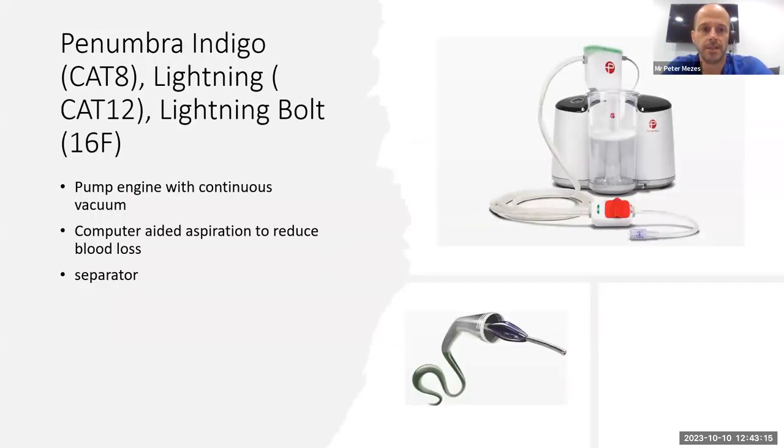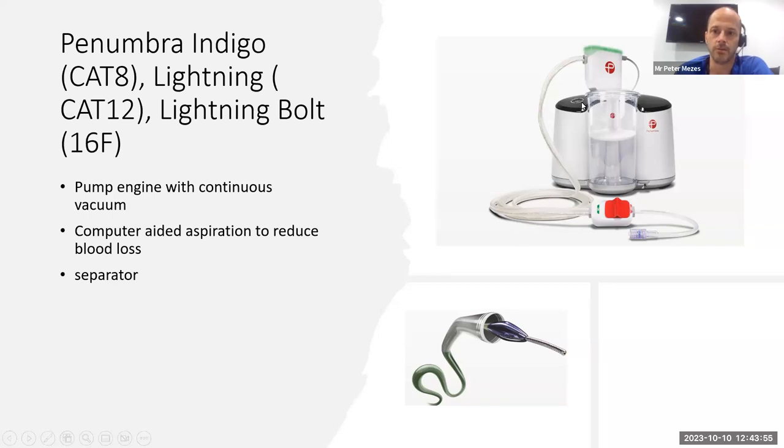So this is one of the most widely used aspiration thrombectomy devices from the company called Penumbra. It already underwent upgrades over the last few years. Initially, it was an 8-French catheter with a simple pump, which would provide a continuous vacuum to aspirate clot. And it has just recently been upgraded to the so-called Lightning system with a larger catheter, which is 12 French. That's what we currently have available in our department and mostly available in the UK.